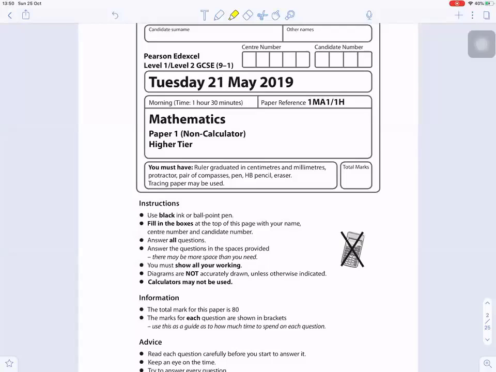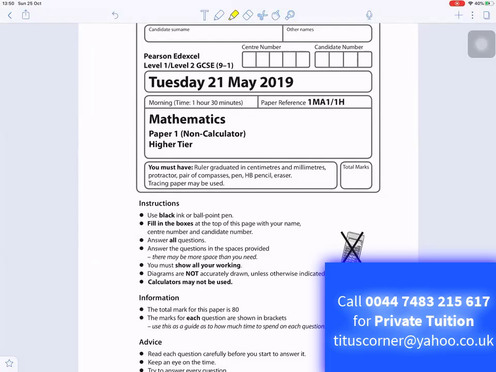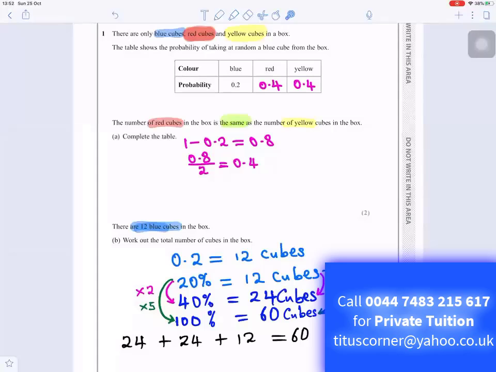Mathematics, Paper 1, Higher Tier, May 2009. Question number 1. There are only blue cubes, red cubes, and yellow cubes in a box. The table shows the probability of taking at random a blue cube from the box. Color blue, probability 0.2, red and yellow.